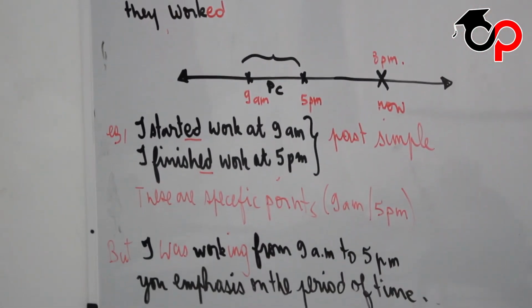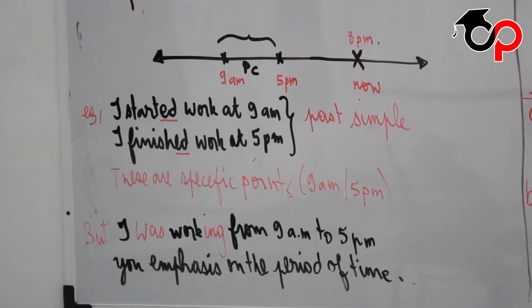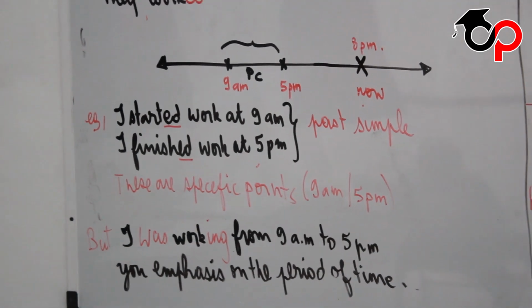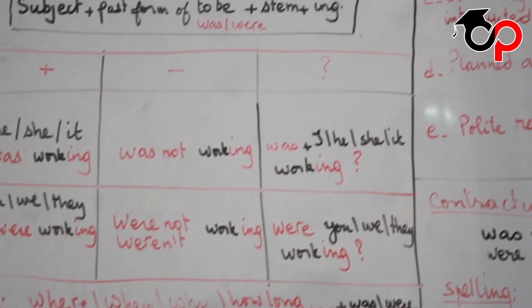Okay? Look at the diagram. We have 9 a.m., 9 p.m. This from 9 to 5 is a past continuous. Now we are at 8 a.m. We can say, I started work at 9. I finished work at 5 p.m. These two sentences are in the past simple, so these are specific points. 9 a.m., 5 p.m. are specific points. But if I say, I was working from 9 a.m. to 5 p.m., here you emphasize the period of time 9 to 5. Okay?